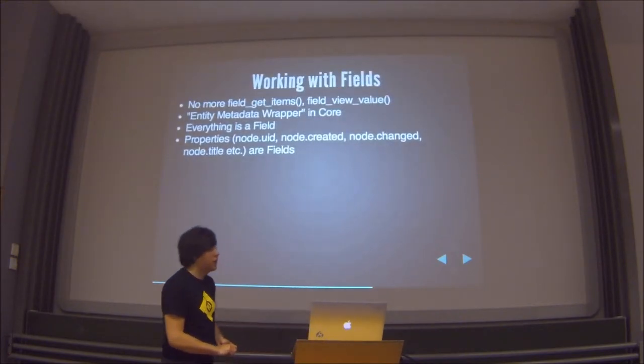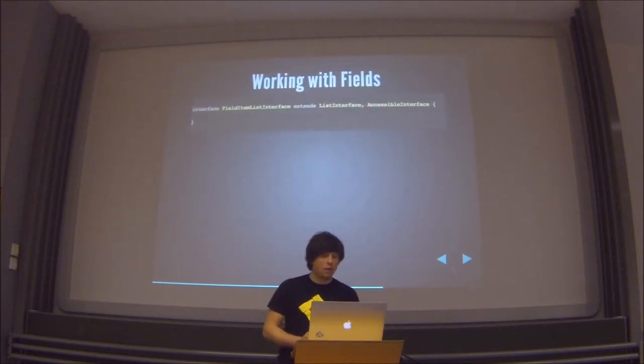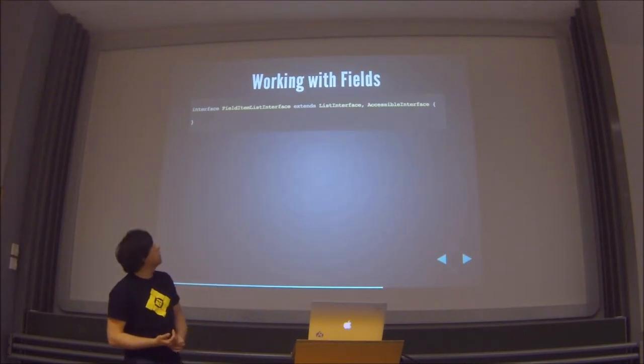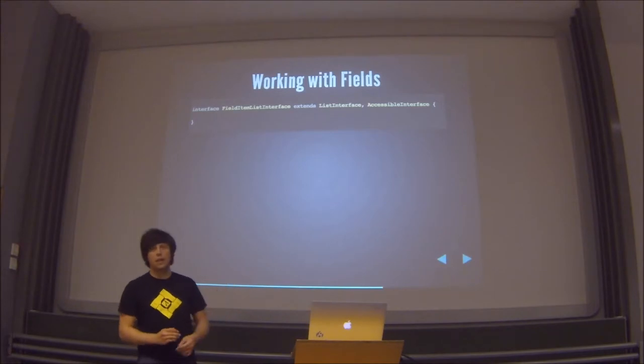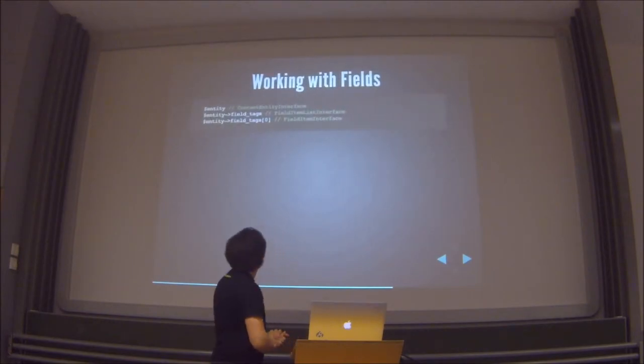When you work with fields, you don't need these functions like field get item or field view item anymore, because fields are objects. We have something like entity metadata wrapper in core, so you can access them very easily. Because everything is a field, you don't have to know many APIs. You just have to know the field API and how you deal with these field objects. For example, every field implements the field item list interface, and this extends this interface and accessible interface, and this interface extends entity access, array access.